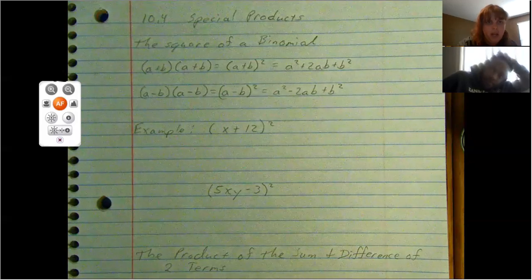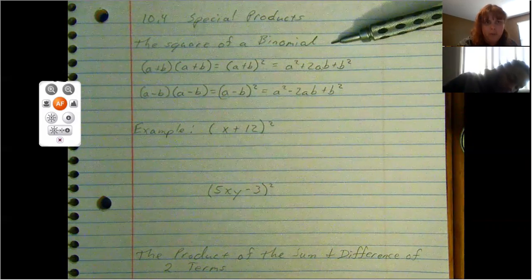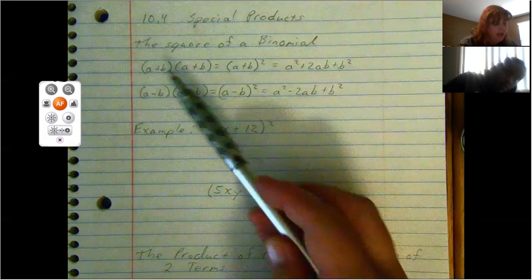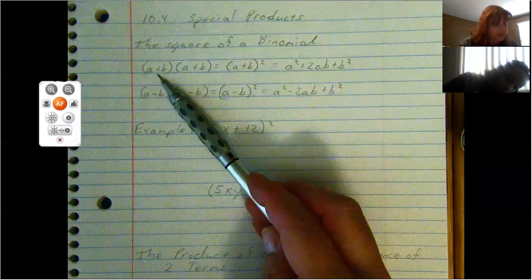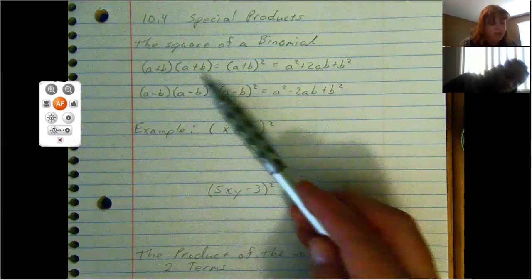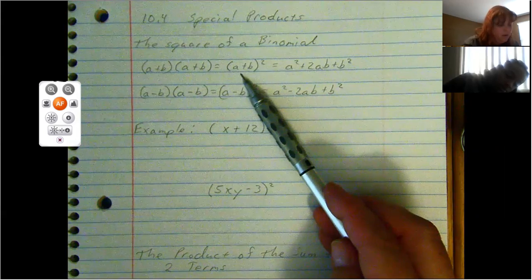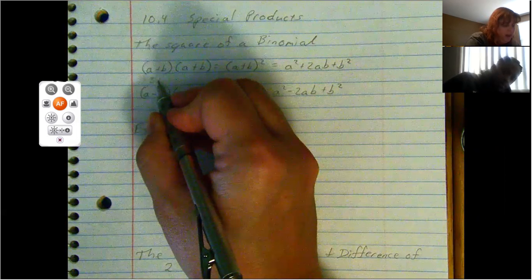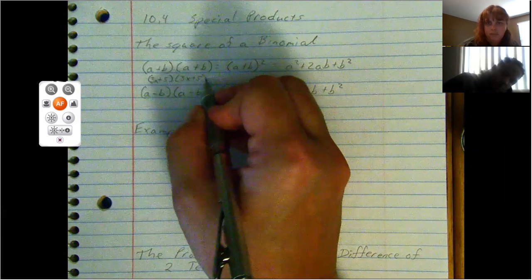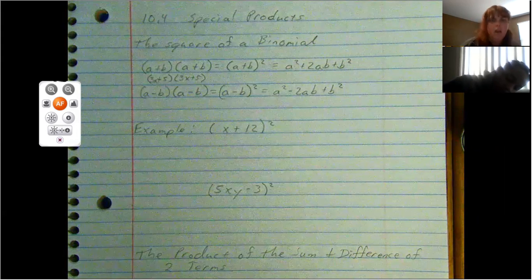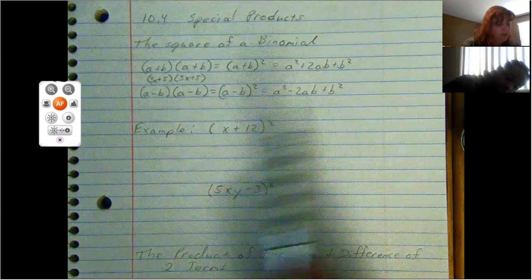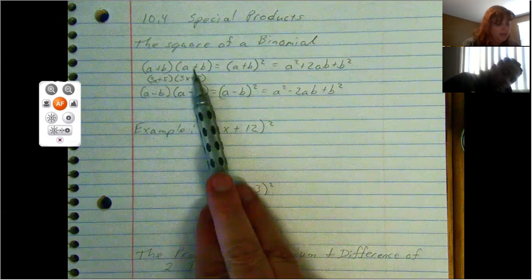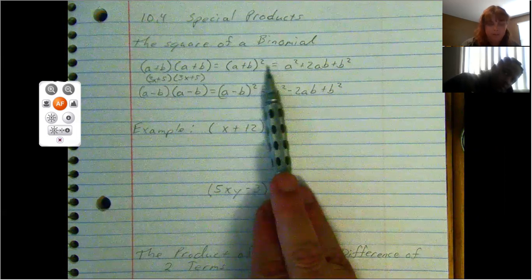So the first one is the square of a binomial. If we had something like a plus b in parentheses and then a plus b, that would be the same thing as a plus b squared. Another way that you might see that is if we had 3x plus 5 in parentheses and then another 3x plus 5. Essentially what happens here, if these are plus, that would give us a plus b squared.